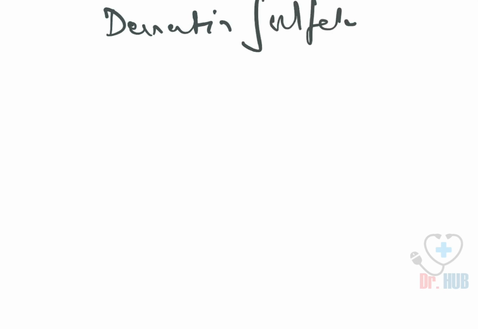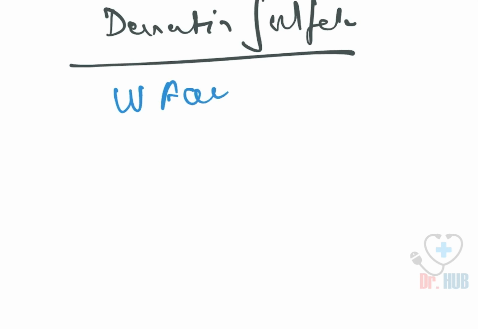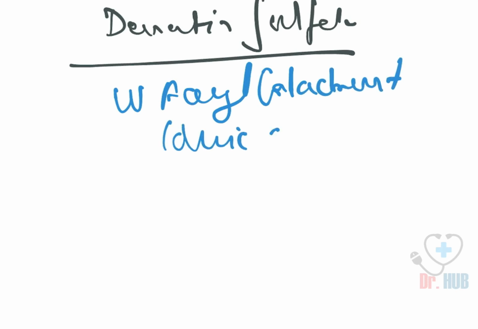Then we look at the dermatan sulfate. The dermatan sulfate is nothing but a combination of the N-acetylgalactosamine along with the iduronic acid and the glucuronic acid.